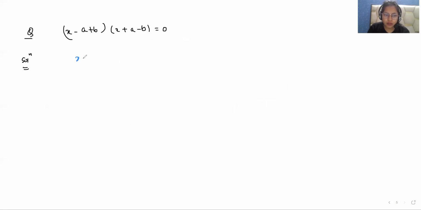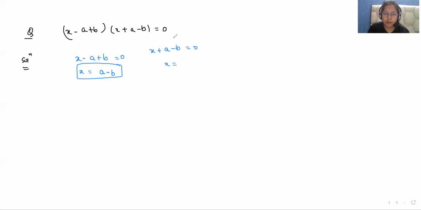So we'll take the first bracket and put it equal to 0 and find the value of x. That is, a is negative, so it converts to positive, and b is positive, so it becomes negative. So when you put x equals a minus b, they give you the root 0. And here, x plus a minus b equals 0.